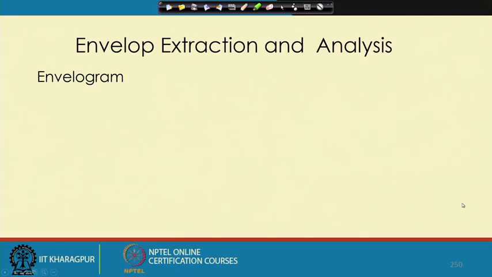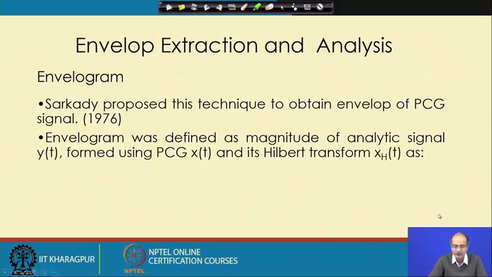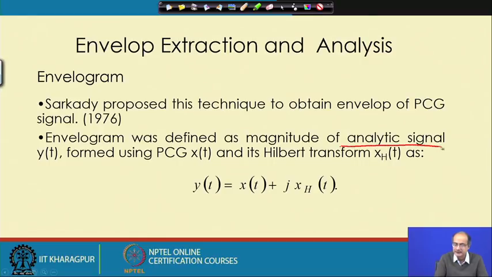So, now let us proceed to another technique, called envelogram. Envelogram has a unique idea, doing the same thing from a different point of view. This was proposed by the scientist Sarakady in 1976, and he noticed that we can make use of the analytic signal.